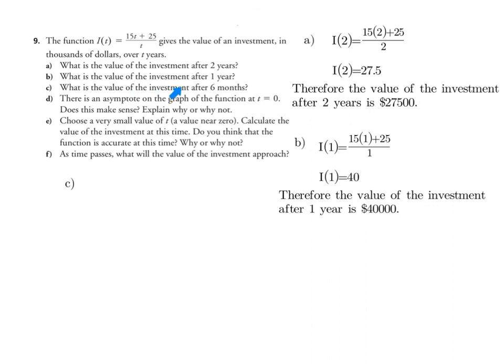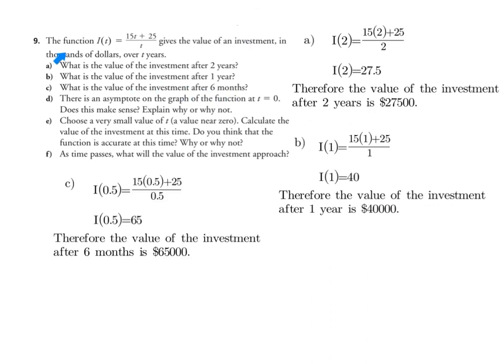What's the value after 6 months? Well, this is in years. See, years, so you just put in a 0.5, so this is going to be 7.5, so 7.5 plus 25 is 32.5, divided by 0.5 is going to be 65, so $65,000. Dividing by 0.5 is just like multiplying by 2, by the way.